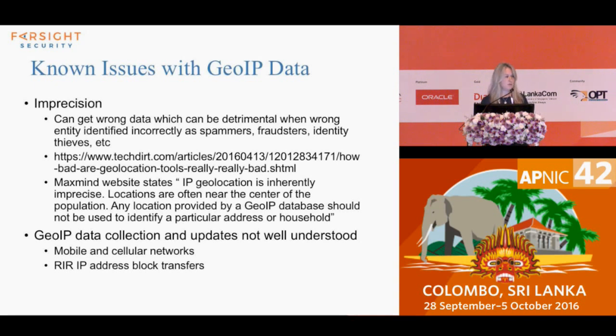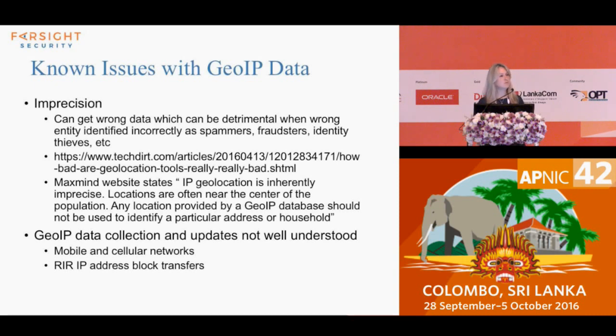So it was interesting when you look at the MaxMind website, and I don't know if this happened because of that issue, my guess would be yes, but it now actually states on the first page of their website that IP geolocation is inherently imprecise. Locations are often near the center of the population. Any location provided by a GeoIP database should not be used to identify a particular address or household, right? Because again, for liability, that's why they would have that statement in there. So it's kind of interesting to me.